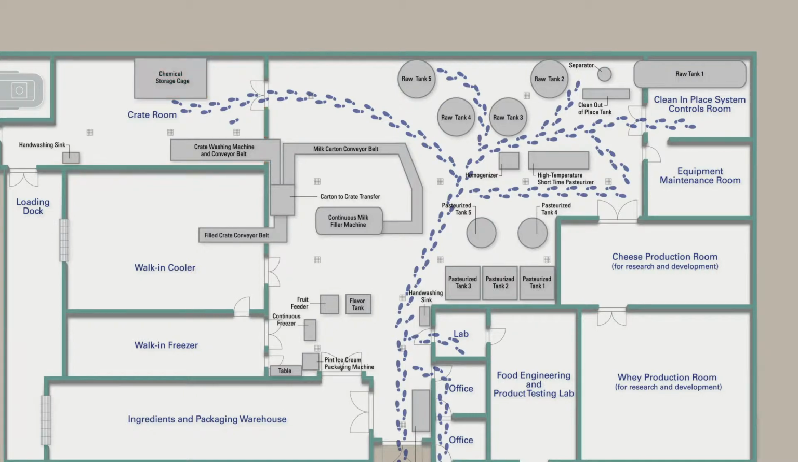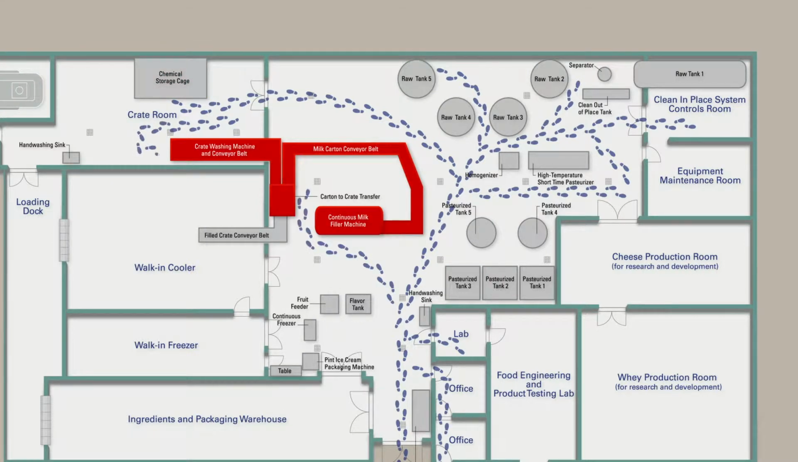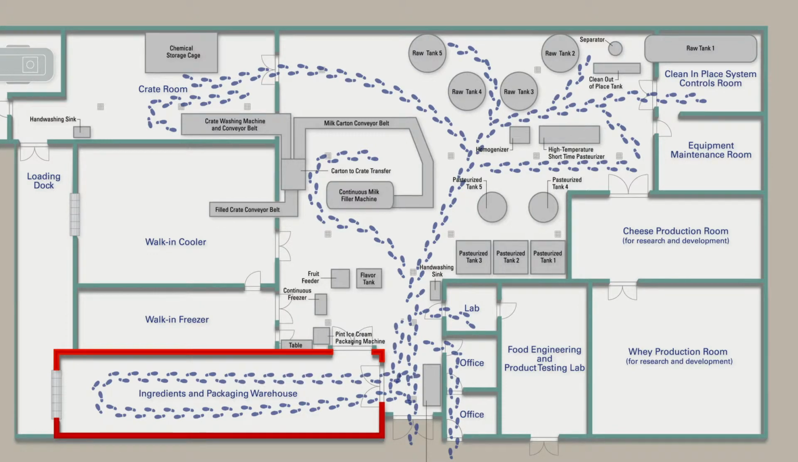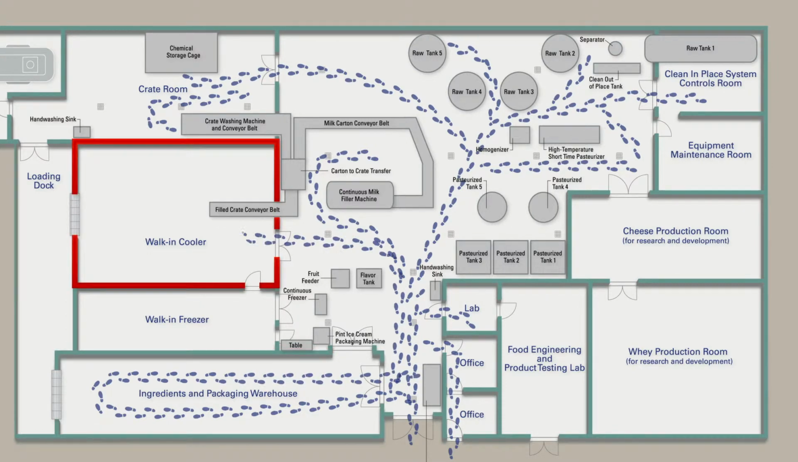Once the raw side of the facility is clean, the employees can begin filling the milk cartons and packaging them into crates. The milk carton packaging is stored in the ingredients and packaging warehouse. Once the milk is packaged, it is stored in the walk-in cooler until shipping.